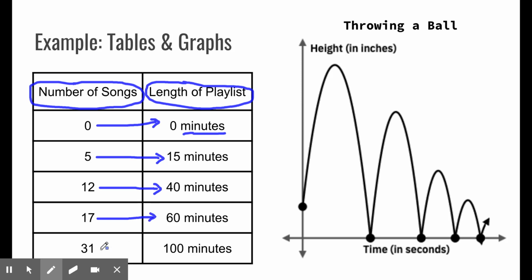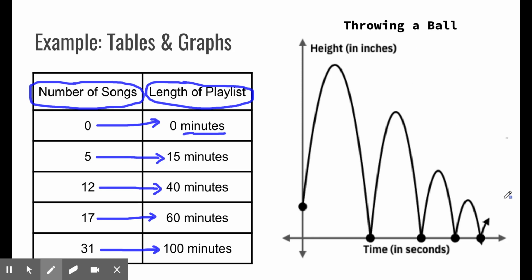So again, quantitative reasoning is all about being able to recognize what things we're working with. So this 0 and this 0 are the same number, but they're meaning 2 different things. This 0 is referring to the number of songs, and this 0 is referring to a number of minutes that is the length of our playlist.